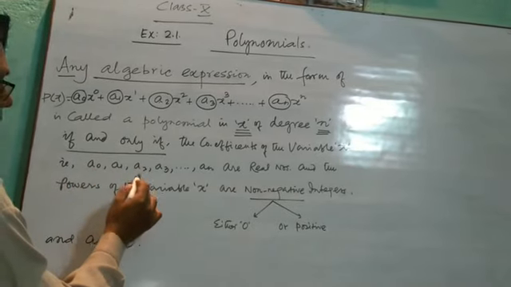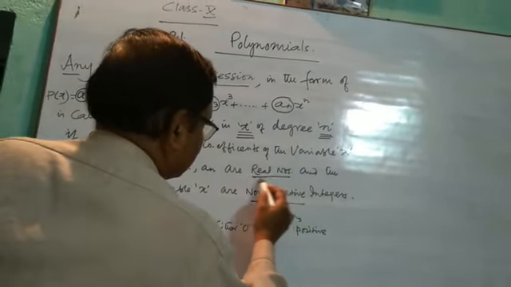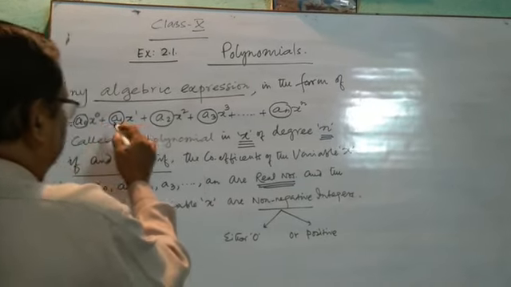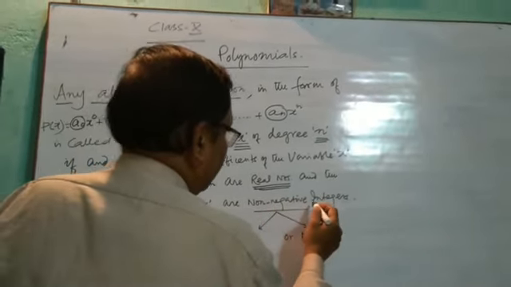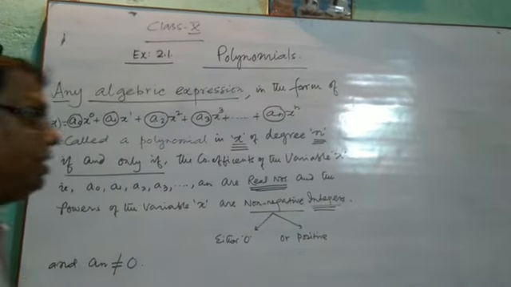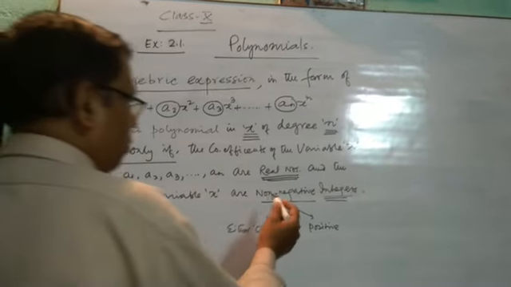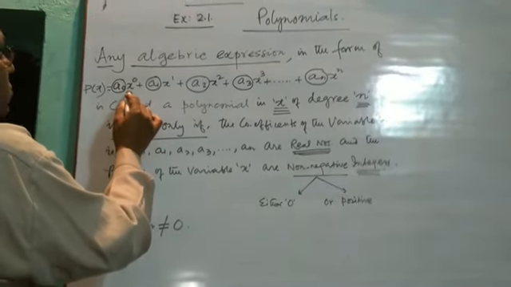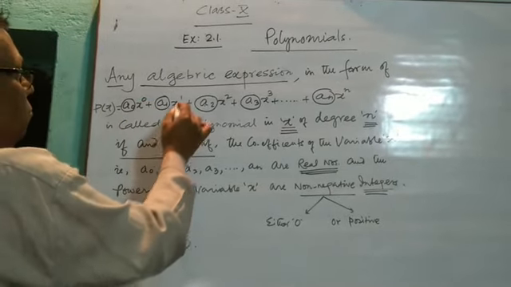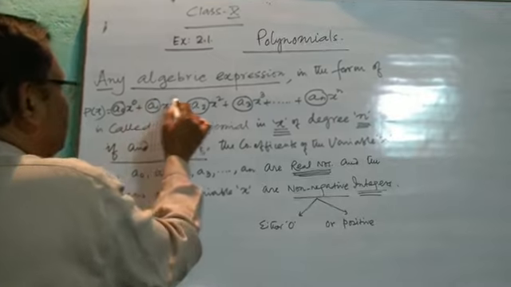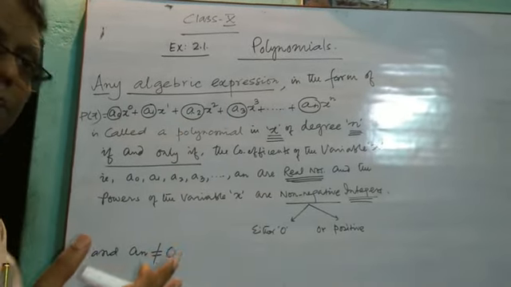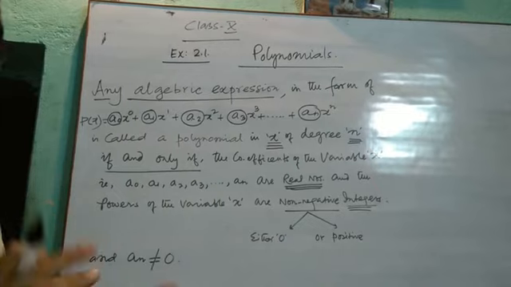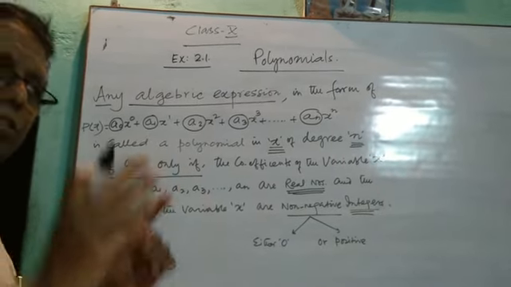If a0, a1, a2, a3, up to an are real numbers, most important thing, the coefficient must be a real number, and the powers of the variable x are non-negative integers. What is the meaning of non-negative integers? Non-negative, as I told you earlier, means either 0 or positive. Now see the powers of the variable x: 0, 1, 2, 3, 4, n. So all the powers of the variable can be either 0 or a positive integer. In no case can the power be a fraction or negative. The powers of x must not be negative, and must not be fractions.